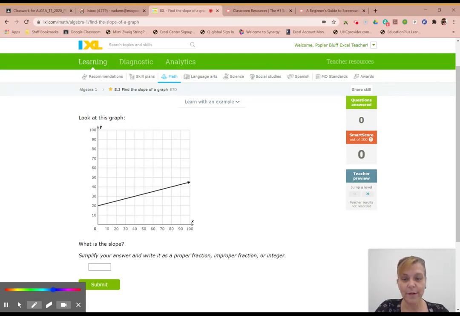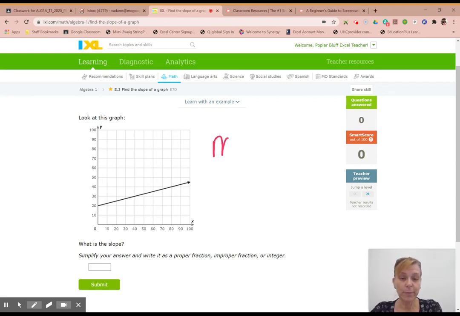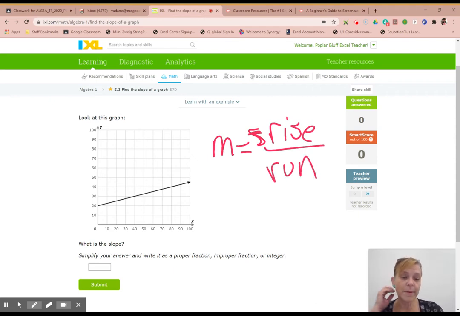Hi guys, today we're going to talk about finding slope from a graph. So here I have a graph pulled up and the question is, what is the slope of this graph? If you remember, slope, which is represented by the letter M, is always rise over run. When you're talking about slope, it's how much you go up and down over how much you go left to right.